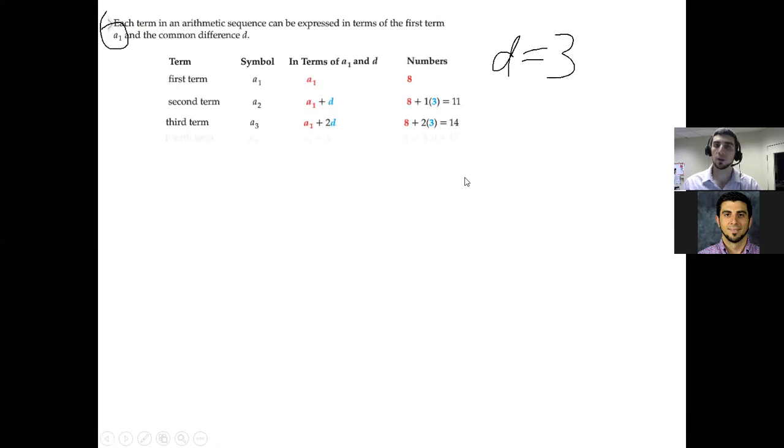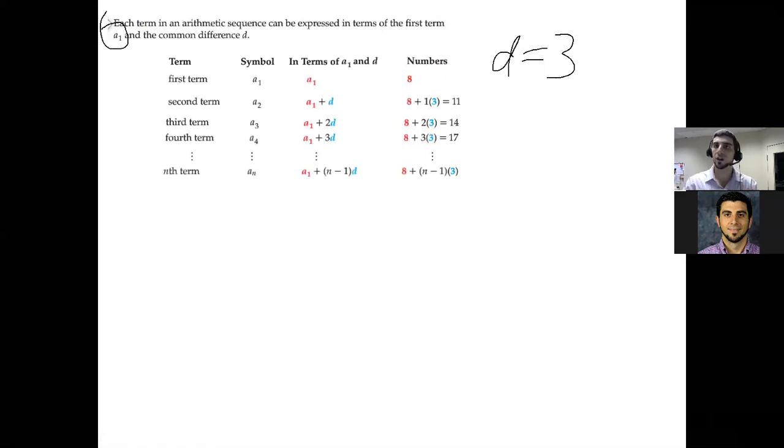The fourth term, same thing. You're going to have the first term, which is a1, and then to get to the fourth term, you're going to have to add the common difference 3 times. So you can think of it in terms of the first term as a1 plus 3 times d, or 8 plus 3 times 3 is 17. And you keep on going in that pattern.